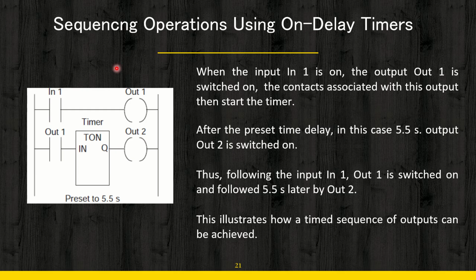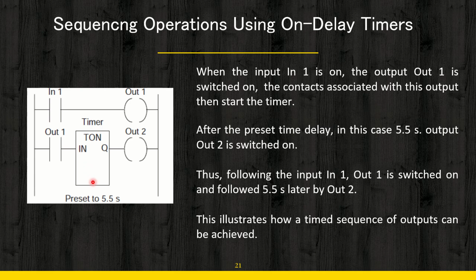Now you can see, if we consider this figure, when IN, that is input 1, is switched on, the contacts associated with the output actually start the timer. Try to grasp the particular condition. You have put this contact on. When you have put this contact on, your coil is energized. Since your coil is energized, the NO contact which is associated with this output actually triggers the timer.